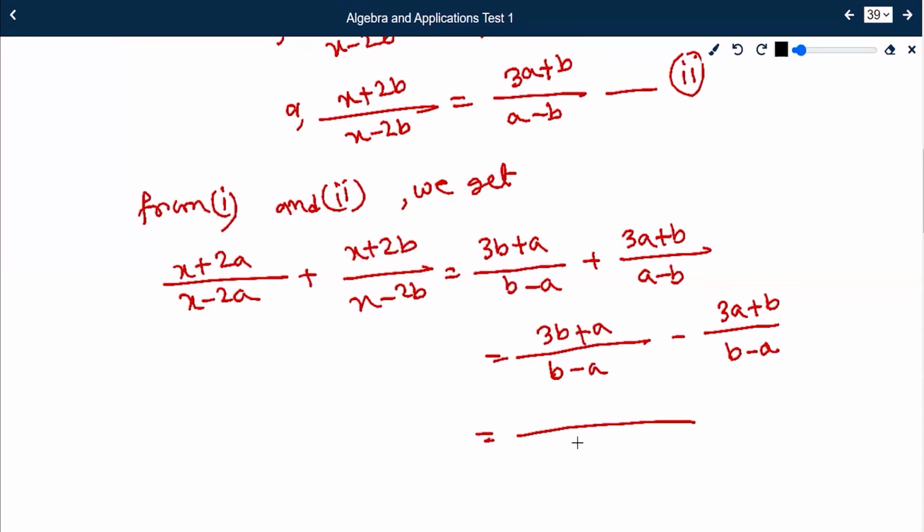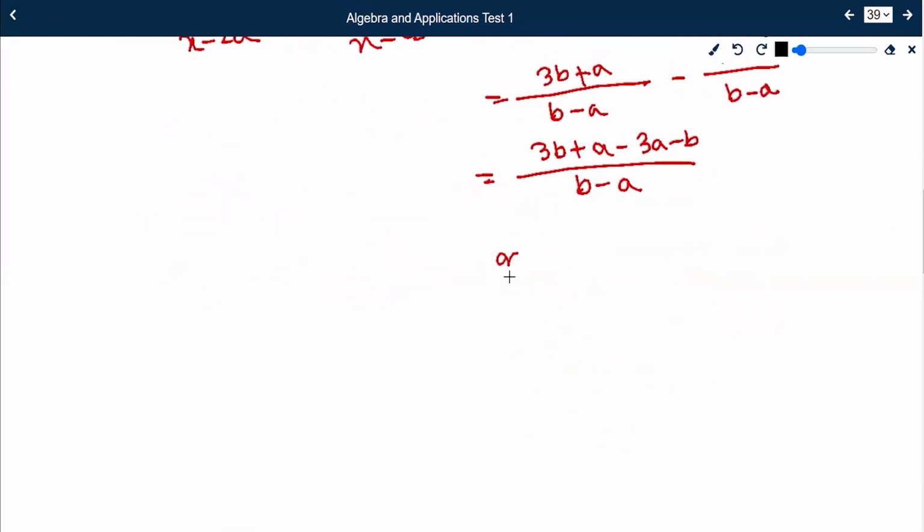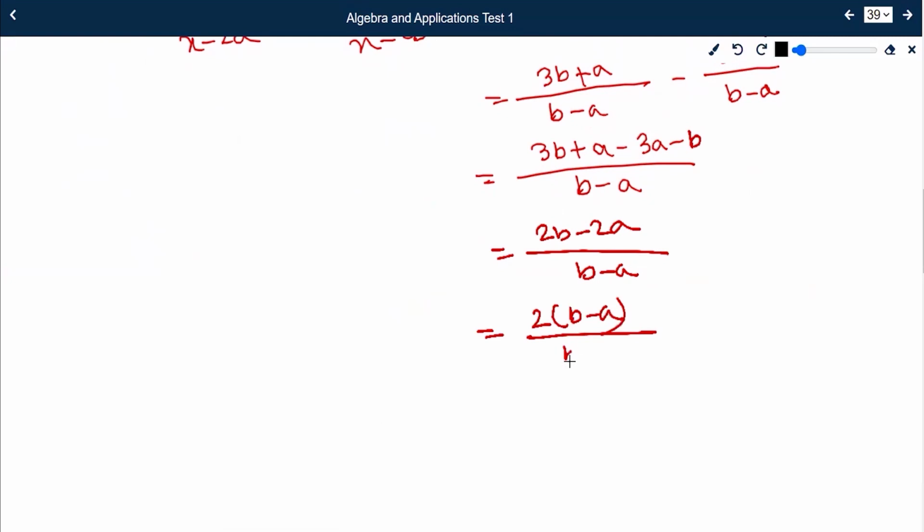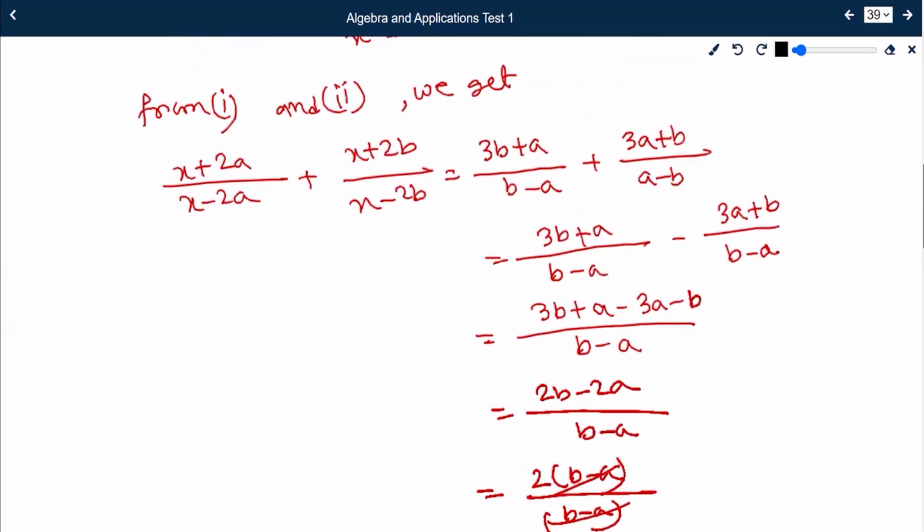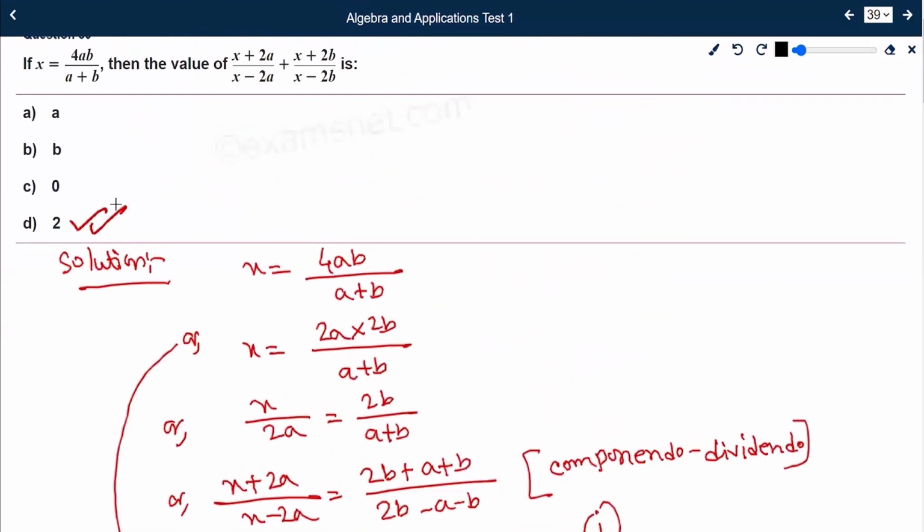Okay, so let's do the LCM. Yes, so here 2b minus 2a. So 2 is the correct answer. Now, which option? Option D is the correct one here. Okay. Next, we have another question.